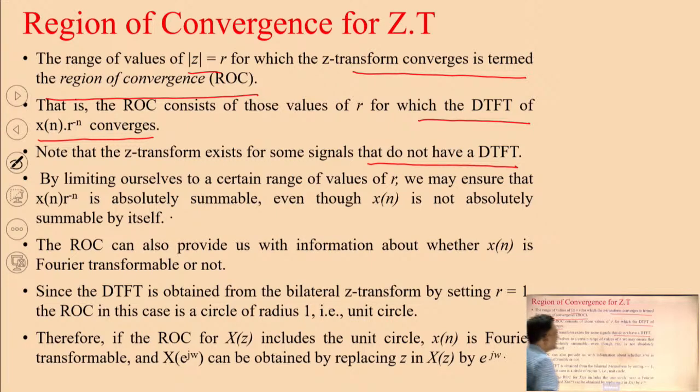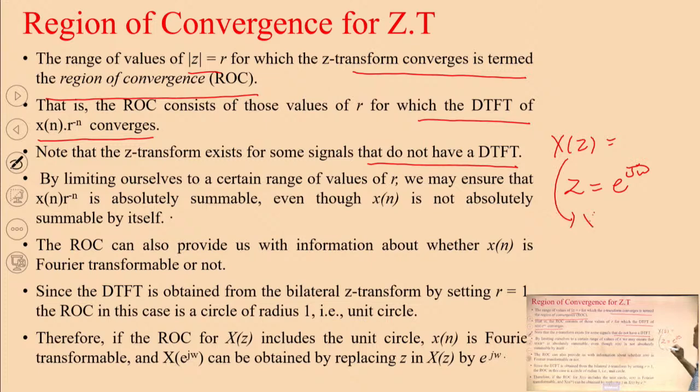The important thing is that if you have the Z-transform, let's say you have X(z), and you want to obtain the DTFT value from this Z-transform, what you will do is simply put z equals e to the power j omega in the expression of X(z), so that you obtain X(e^jω).